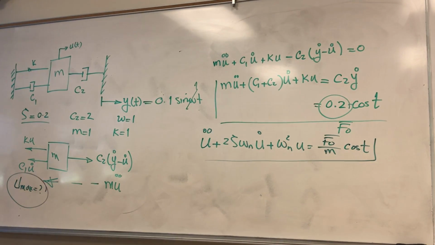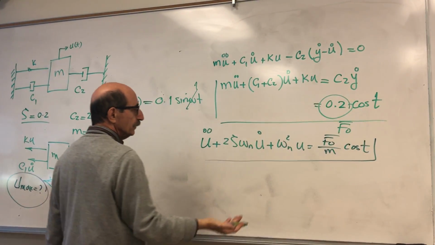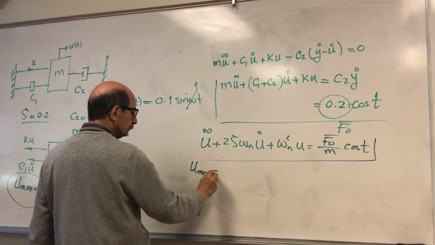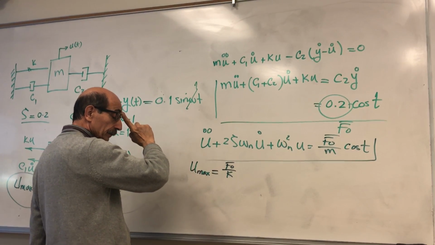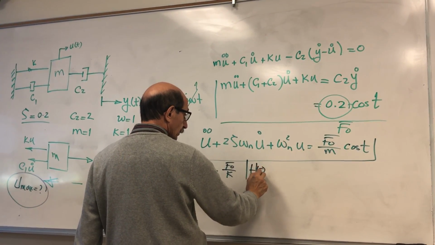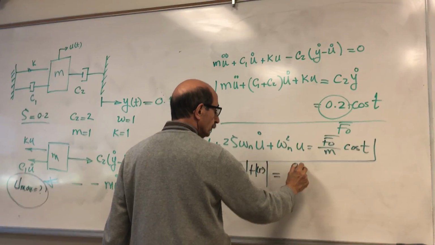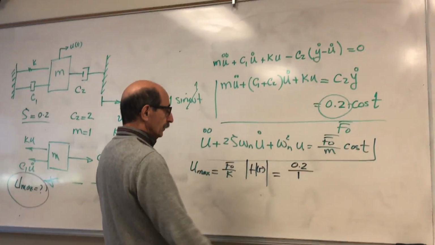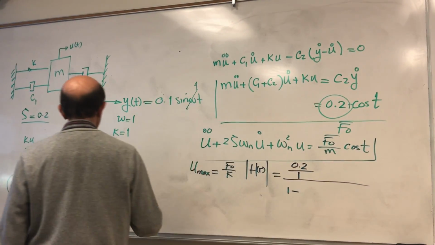How do you find the maximum displacement? You have a harmonically excited system, right? So U max would be what? Would be F0 over K, right? Times H of R. So F0 is 0.2. What is your K? Is given as 1, right? Divided by 1 minus R squared.